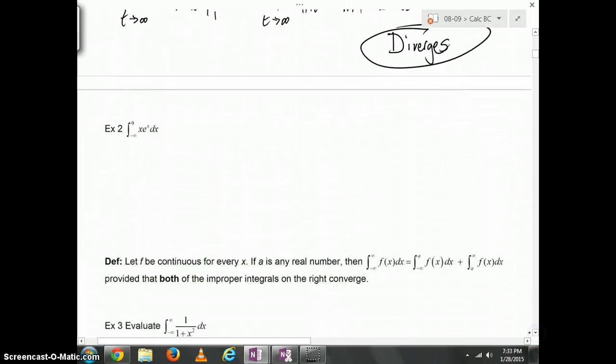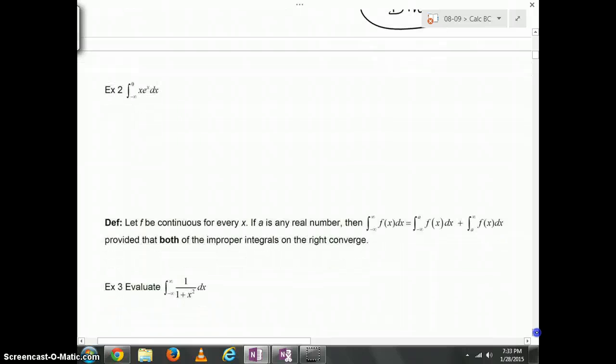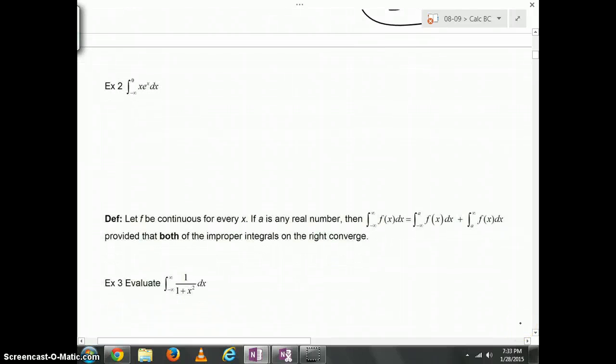Let's take a look at another problem right here. And we've got example 2. And again, we can see rather quickly that we do in fact have an infinite bound down below. What you can do very quickly is rewrite this problem to say the limit as t approaches negative infinity, and we'll integrate from t to 0 of x e to the x dx.